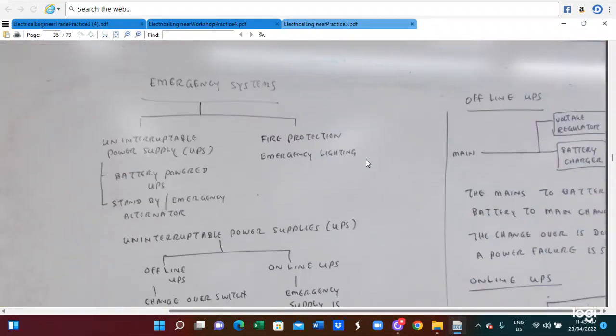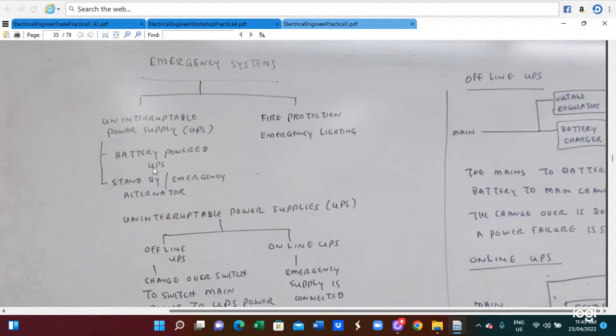Regarding electrical engineer practice, we are talking about the emergency system. The emergency system includes the interruptible power supply or battery power UPS, standby, and emergency alternator. Those are the parts of the emergency system. In the meantime, another emergency system is fire protection and emergency lighting.